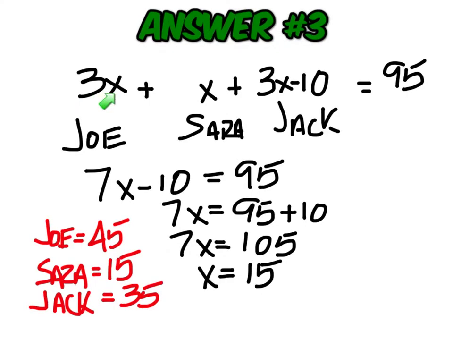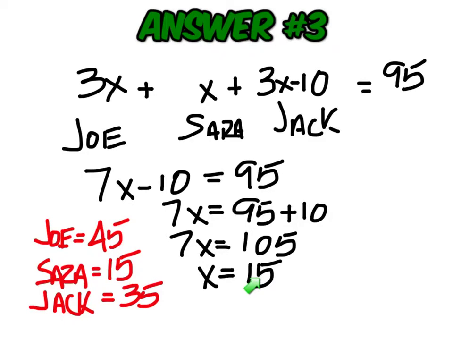Joe is 3 times Sarah's age, so we're going to make Sarah the reference, X. And Jack is 10 years less than Joe, so he would have to be 3x minus 10. You have 7 x's in this problem, and just a minus 10 to tag along. Set it equal to 95 for the sum of their ages. Move the minus 10 to the right, make it plus 10. 95 and 10 is 105. Divide by 7 and you get 15.